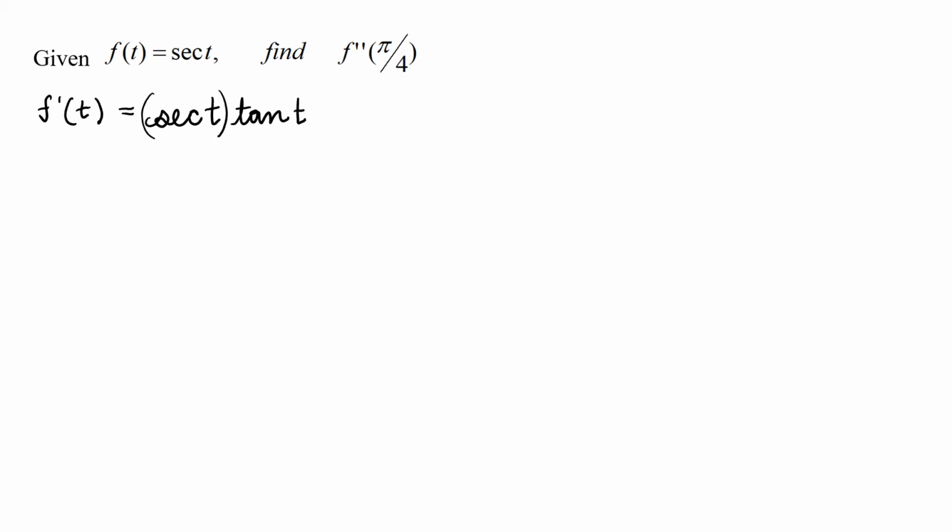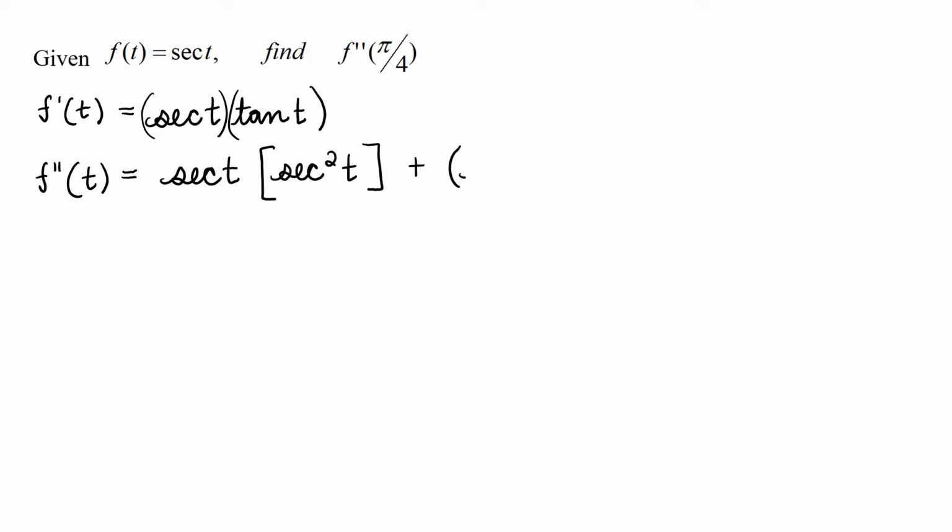So now we have secant t times tangent t, so we have a product, which means we'll have to use product rule when we take the derivative of our first derivative to get our second derivative. So that'll be the first function, secant t, times the derivative of the second function. The derivative of tangent t is secant squared t, plus the second function, tangent t, times the derivative of the first function. The derivative of secant t is secant t tangent t.